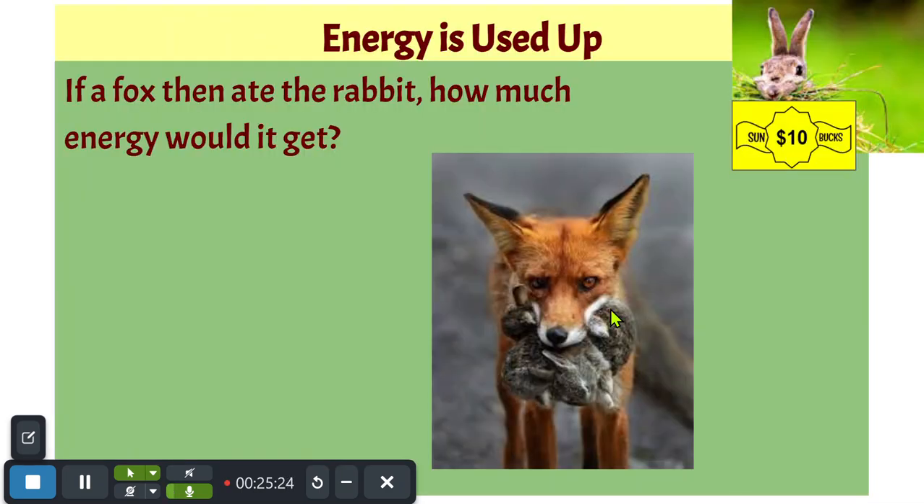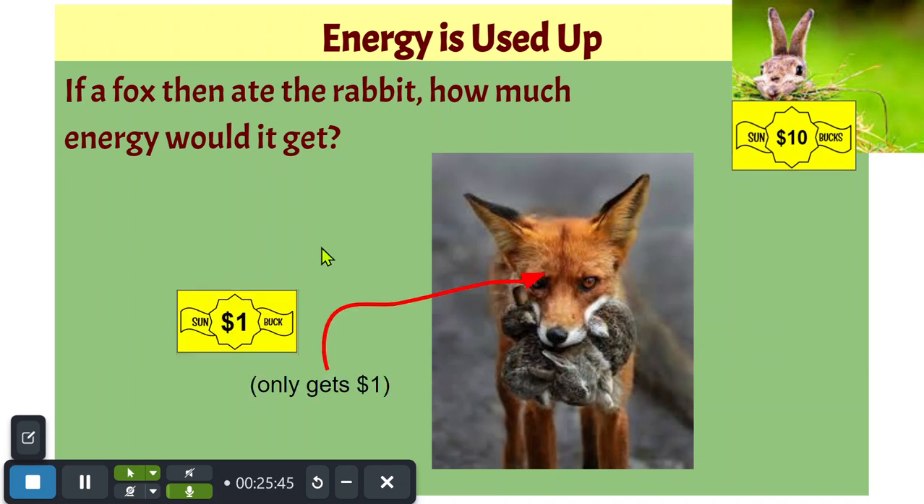Okay, so thinking back again to our grass that had 100 sun bucks worth of energy, then when our bunny ate that, the bunny only got 10 sun bucks worth, right? Because it only got 1/10 of it. Well, if my fox is going to eat the bunny, fox is only going to get 10%, right? So he's only going to get one single sun buck. He only gets one buck because he's only getting 1/10 of what the bunny had.